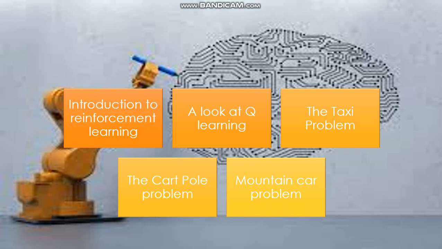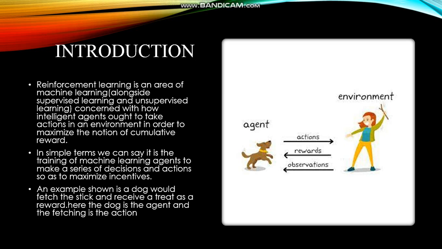We're going to look at reinforcement learning, Q-learning, the taxi problem, the cart pole problem, and the mountain car problem, just at a glance. So reinforcement learning, I'll literally take us back to machine learning. We saw that machine learning is divided into three: supervised learning, unsupervised learning, and reinforcement learning. Reinforcement learning is concerned with how an intelligent agent ought to take specific actions in an environment in order to maximize the notion of cumulative reward.